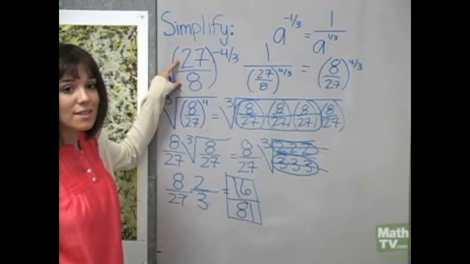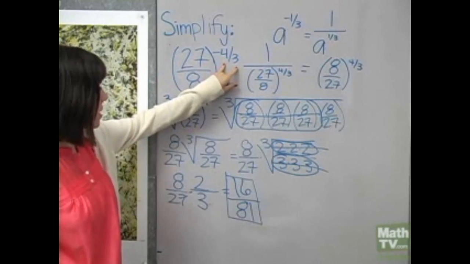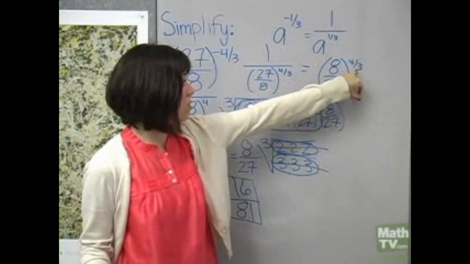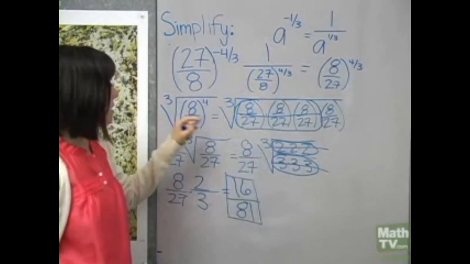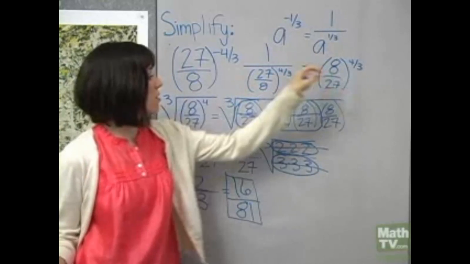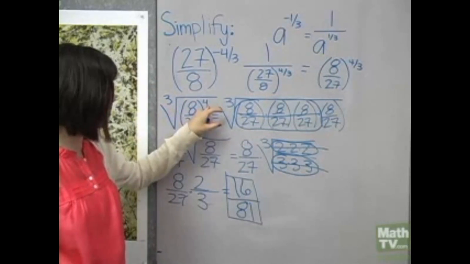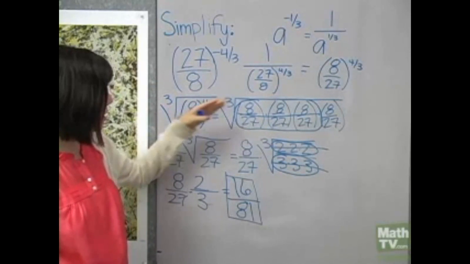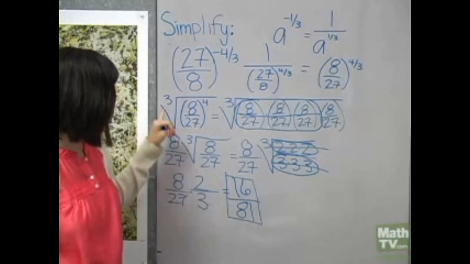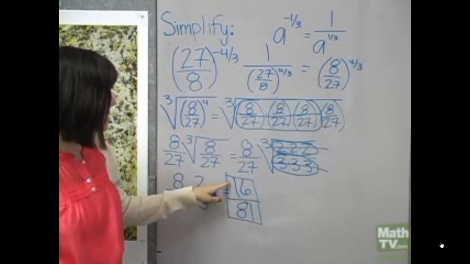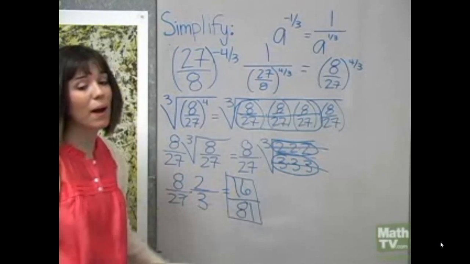So 27/8 raised to negative 4/3, that's the same thing as 8/27 raised to positive 4/3. And 8/27 raised to positive 4/3 is the same thing as the cube root of 8/27 raised to the 4th power. And when we work that out, we find out that the cube root of 8/27 to the 4th power is the same thing as 16 divided by 81.